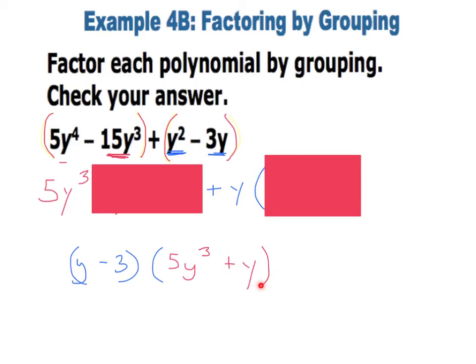So let's see, and I'm going to pull that y all the way out front. So I'm left with y minus 3, just copy that down. And if I factor a y out of there, I'm left with a 5y squared. Factor a y out of there, I'm left with a plus 1. And that looks good. I'm factored completely.